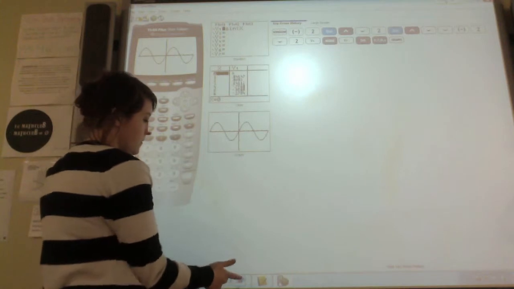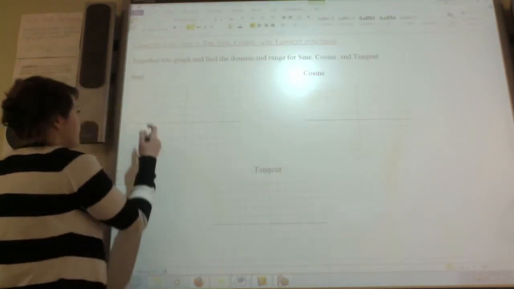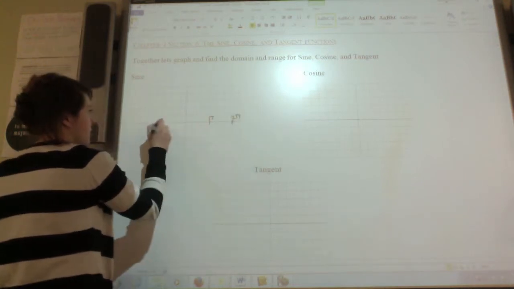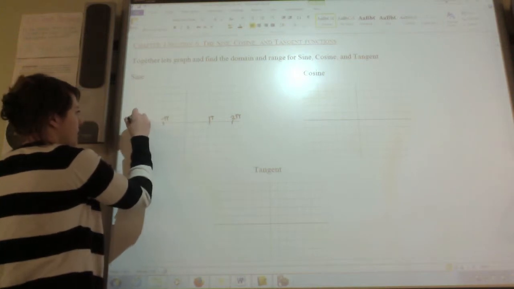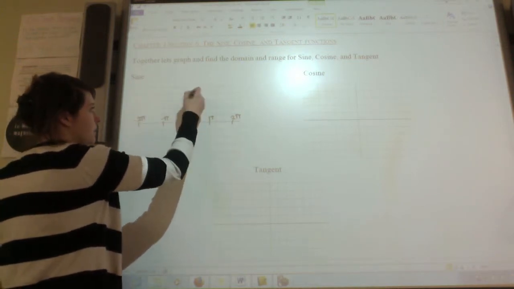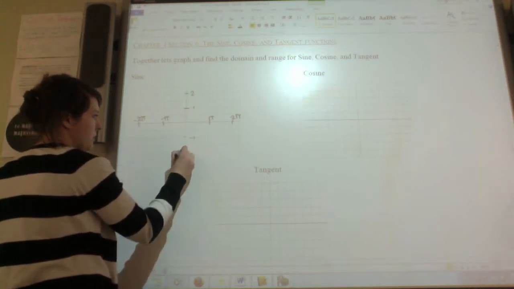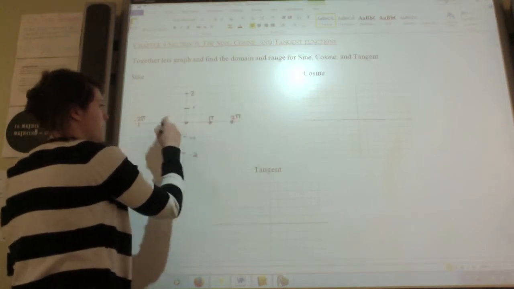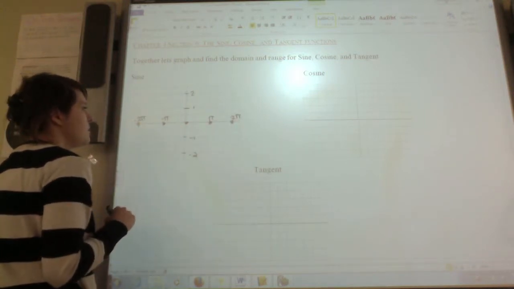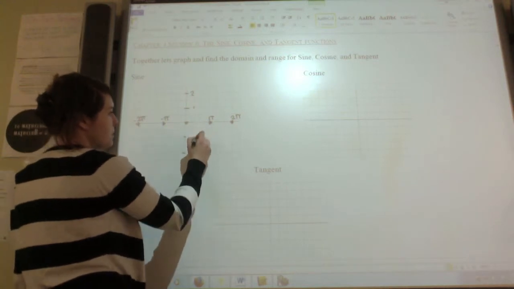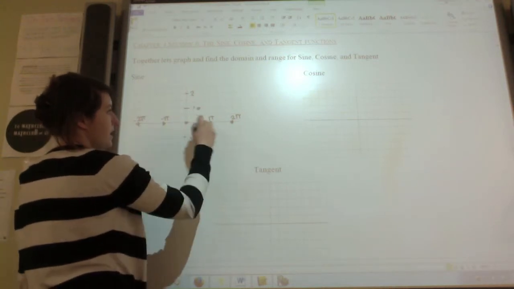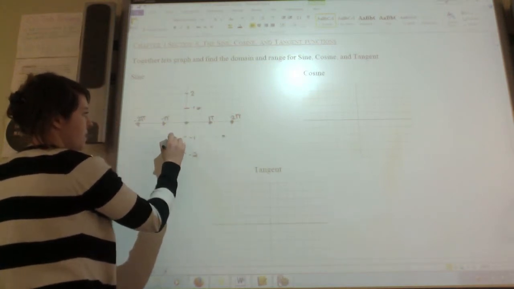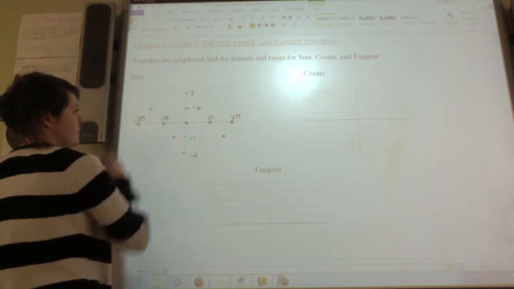And transferring that over to a sketch, I've got pi, 2 pi, here's -pi, and -2 pi. I'm going up to 1, 2, -1, -2. So I go through the origin, I go through pi, I go through 2 pi, -pi, and -2 pi. At pi over 2, I'm at +1. At 3 pi over 2, I'm at -1. Okay, here at -pi over 2, I'm at -1. And at -3 pi over 2, I'm at +1.